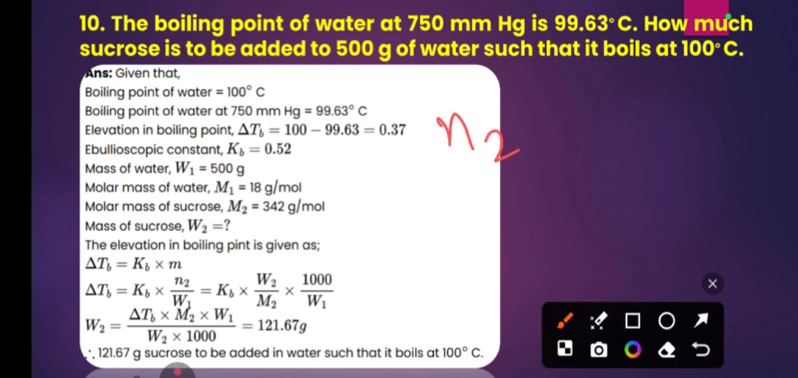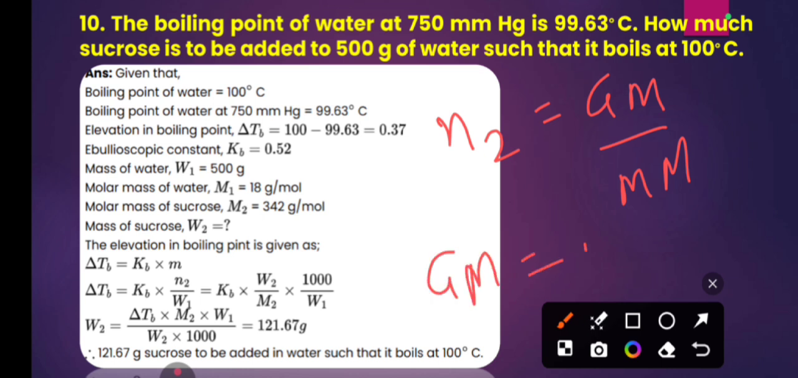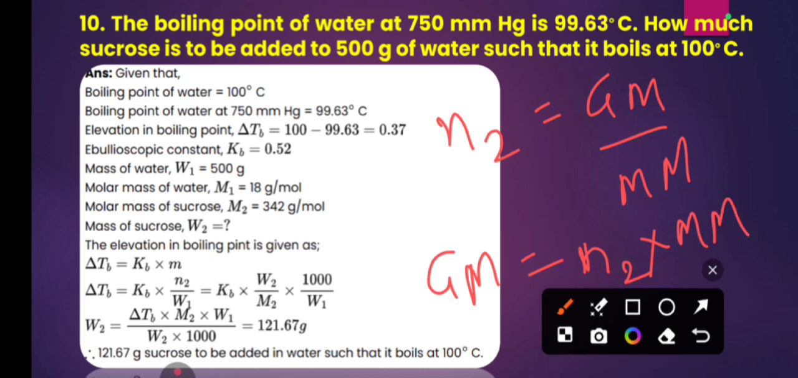After calculation of N2, when you get the value of N2, you can use the formula given mass by molar mass. By using this given mass, you can calculate N2 into molar mass. Okay, N2 you have solved by that formula. Molar mass you have to use for the solute. What is the molar mass of solute that you have to use?